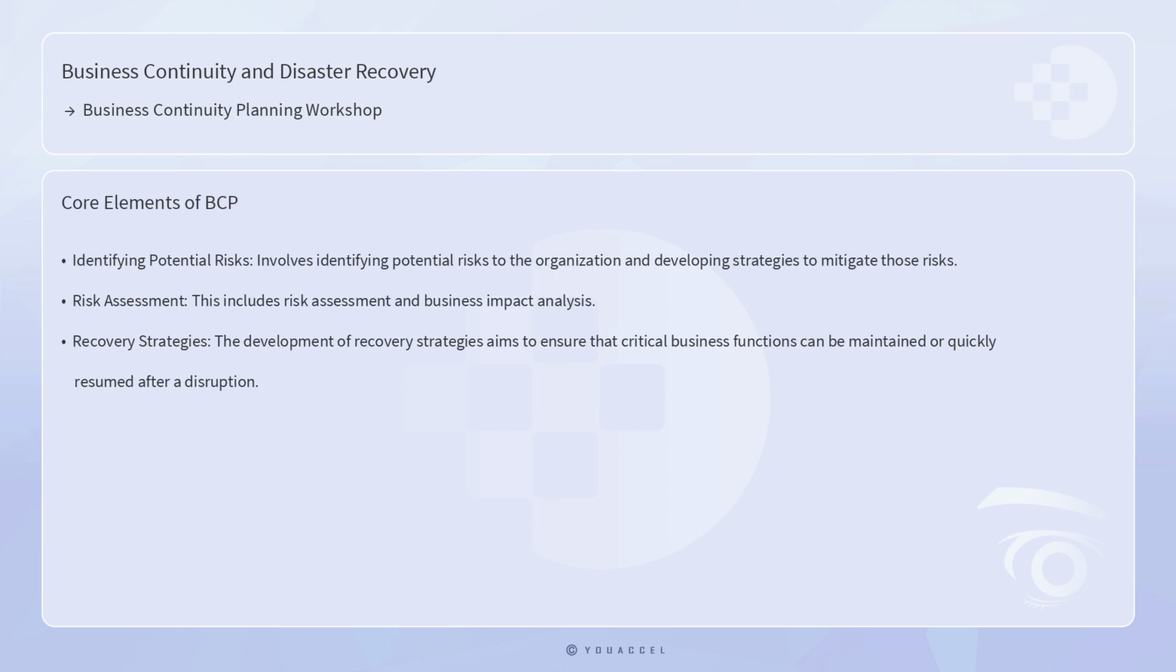At its core, BCP involves identifying potential risks to the organization and developing strategies to mitigate those risks. This includes risk assessment, business impact analysis, and the development of recovery strategies. The goal is to ensure that critical business functions can be maintained or quickly resumed after a disruption.